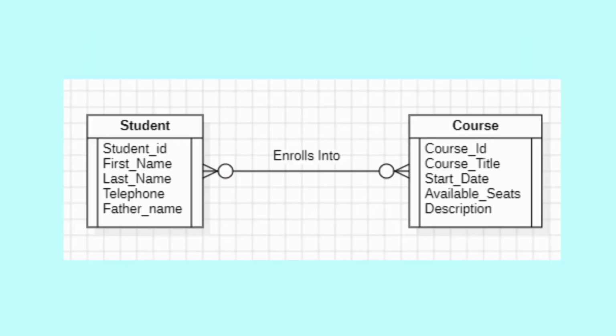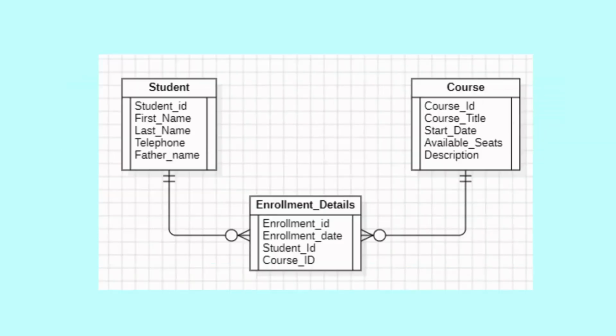For instance, a relationship might exist between student and course entities where each relationship instance represents a student enrolling in a course. Relationships can have attributes of their own that provide additional details about the connection, such as the date a student enrolled in a course.